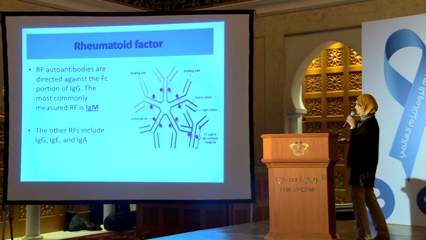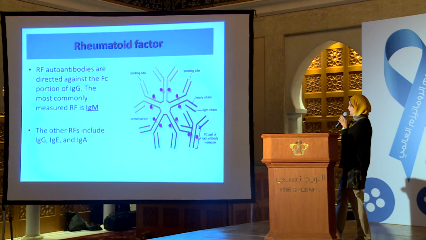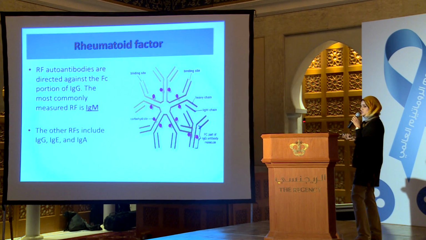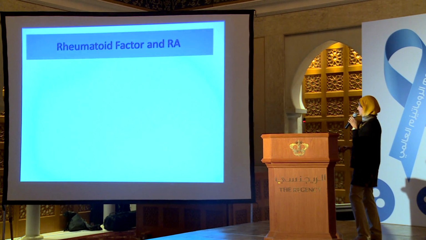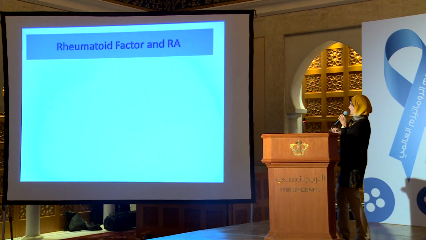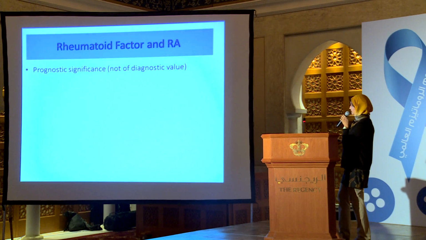Okay, so next is rheumatoid factor. It's simply an autoantibody that is directed against the Fc portion of IgG. The most commonly measured one is IgM. Other rheumatoid factor subtypes are IgG, IgE, and IgA. So what about in RA? Rheumatoid factor has prognostic value. Mainly prognostic, so it's not of diagnostic value.